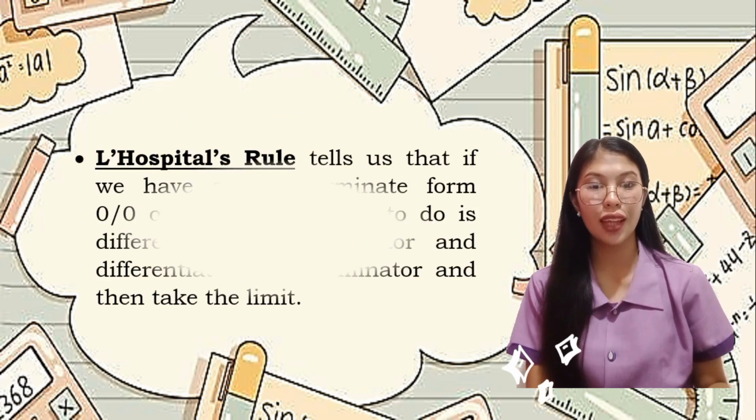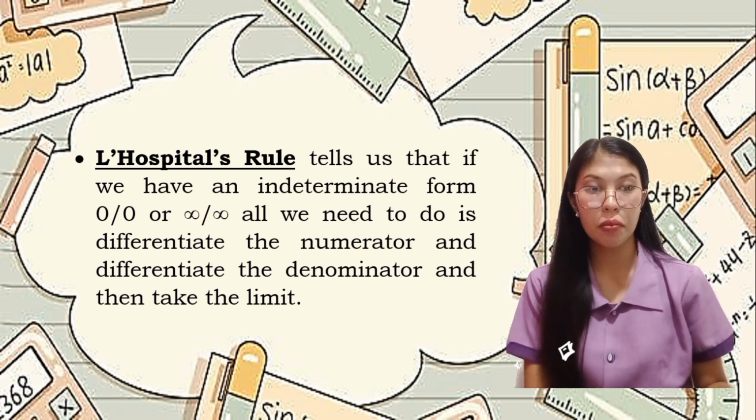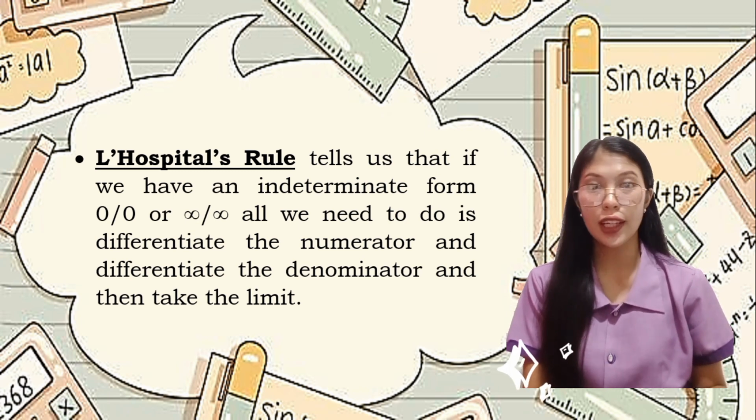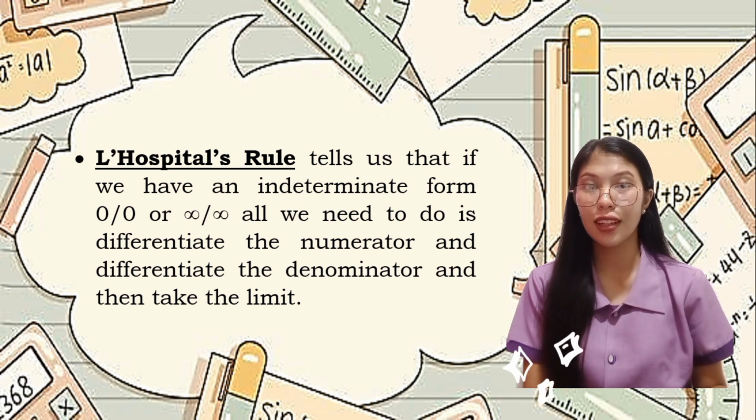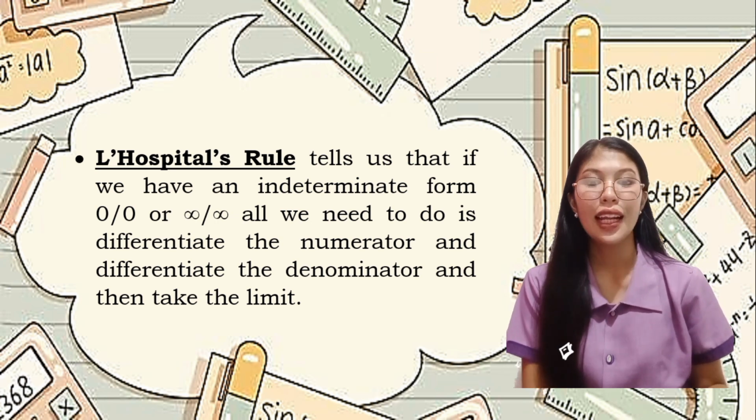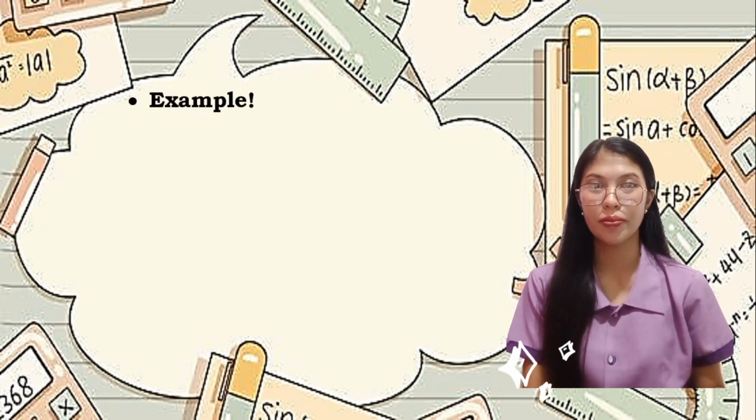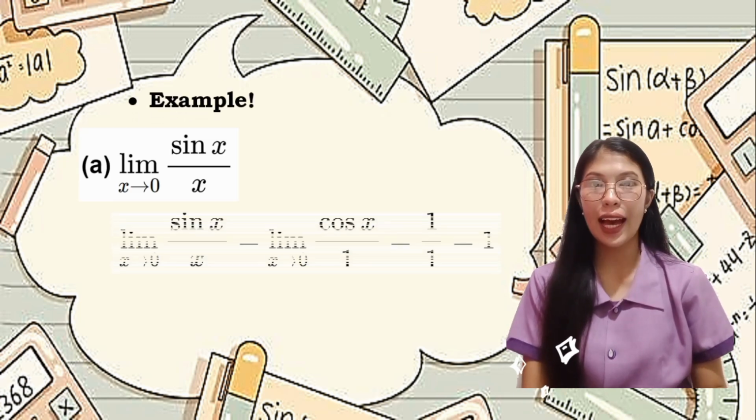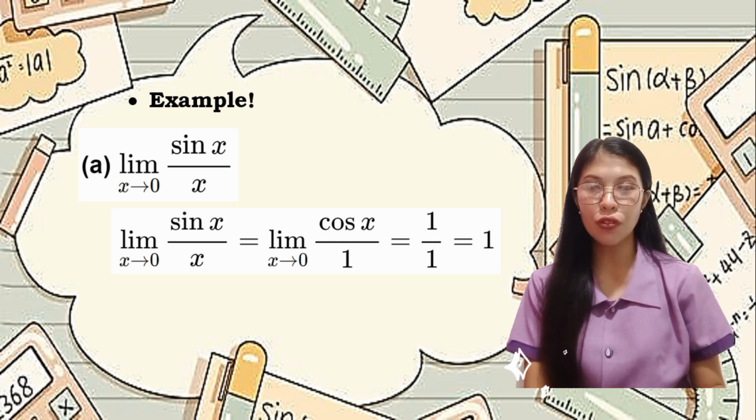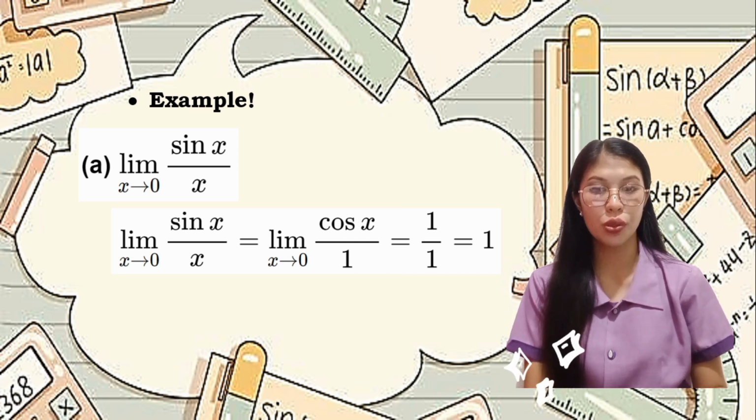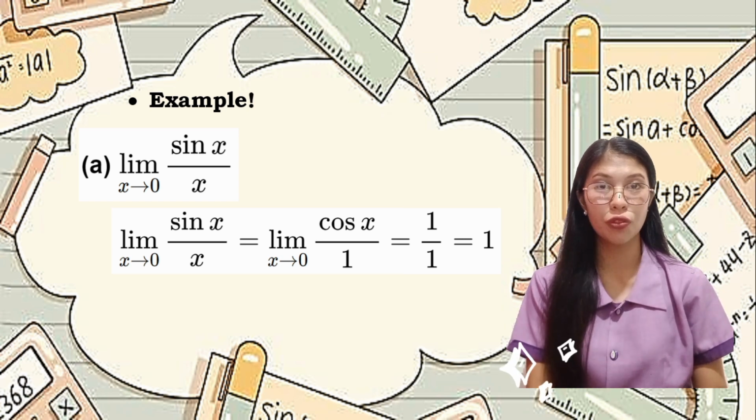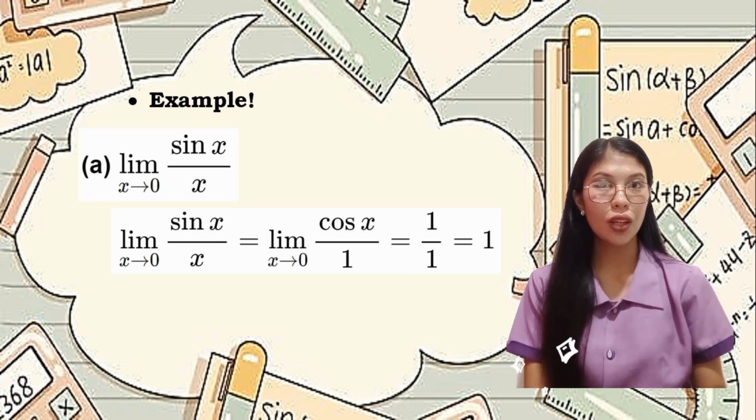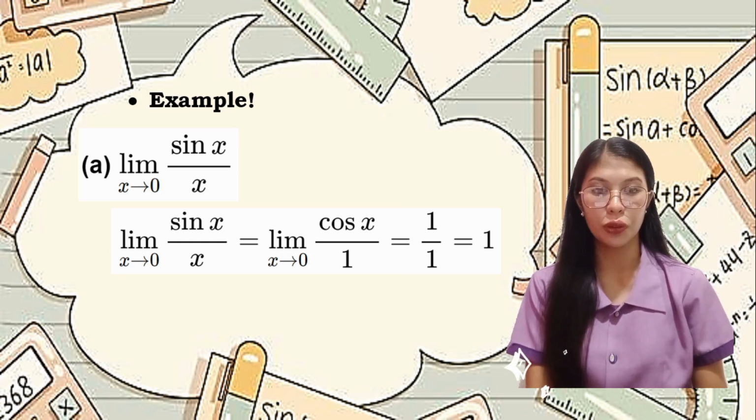So, L'Hopital's rule tells us that if we have an indeterminate form 0 over 0 or infinity over infinity, all we need to do is differentiate the numerator and differentiate the denominator and then take the limit. Now, let us work with some examples. For our first example, we have the limit of sine x over x as x approaches 0. We have already established that this is a 0 over 0 indeterminate form, so let's just apply L'Hopital's rule.